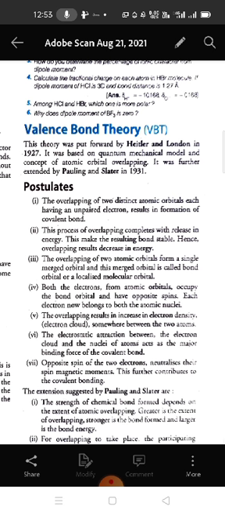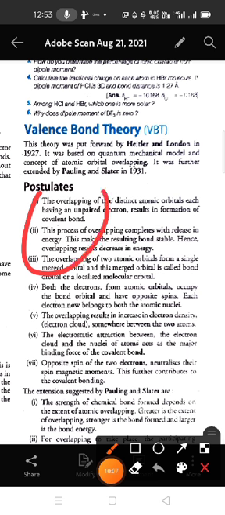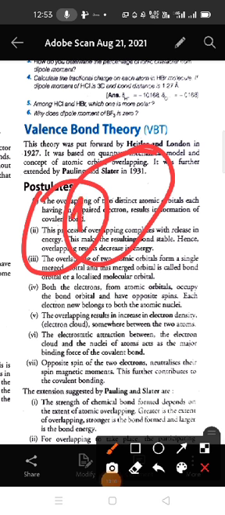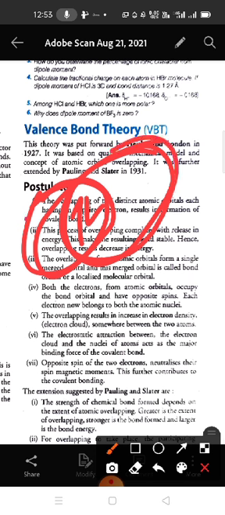The fourth postulate is that both the electrons from the atomic orbitals occupy the bond orbital and have opposite spins. Each electron now belongs to both the atomic nuclei. So you can see here, one is plus half and another one is minus half. So both spins are opposite to each other, and when they combine together, they will overlap like this and form a bond.